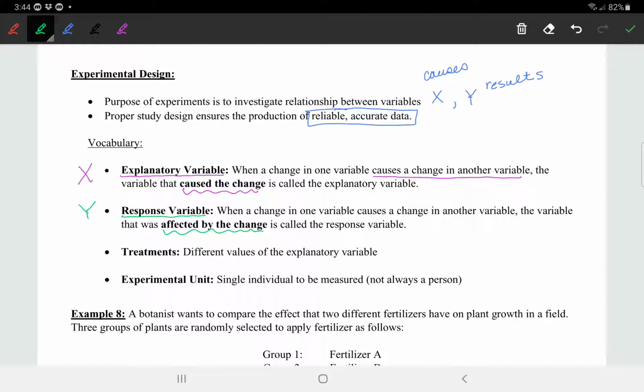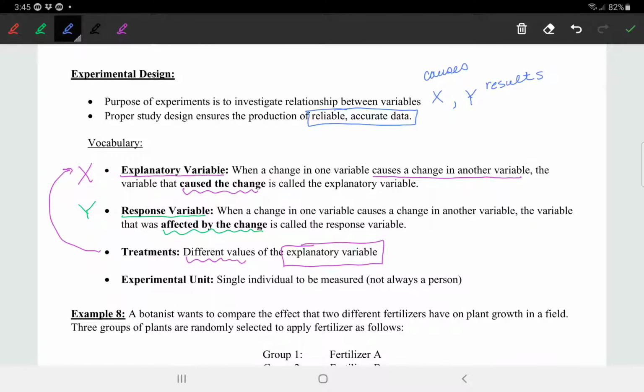When we talk about treatments, this is what the researcher might be issuing. A treatment really is the different values for the explanatory variable, that variable which is causing the change. So the treatments belong to the explanatory variable.